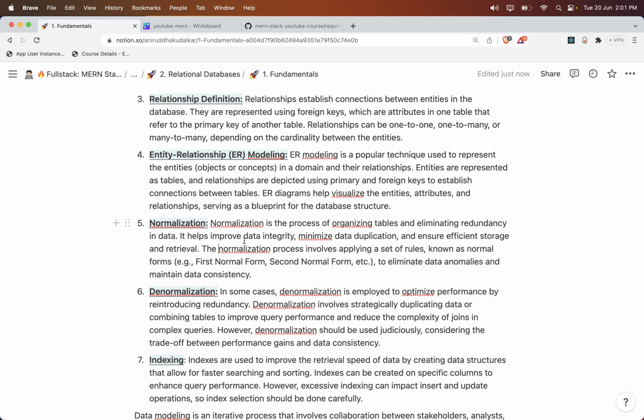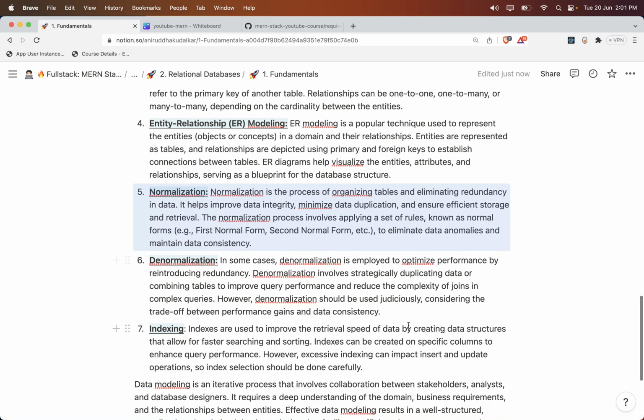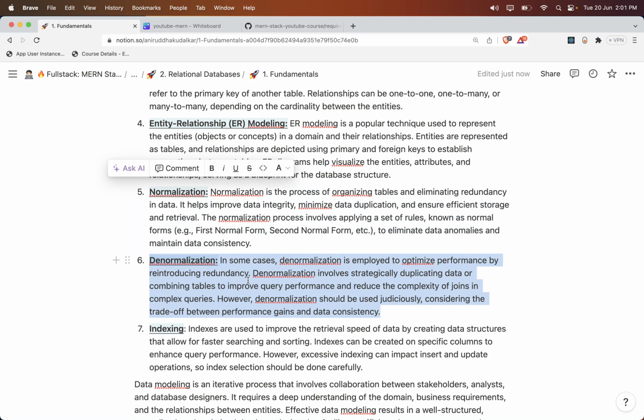Normalization helps improve data integrity, minimize data duplication, and ensure efficient storage and retrieval. Dividing the tables in such a way that no further division is possible. Not all the time does normalization help you. Sometimes you need to denormalize the data also for high performance, generally at the time of reading queries. So normalization is dividing; denormalization is combining.